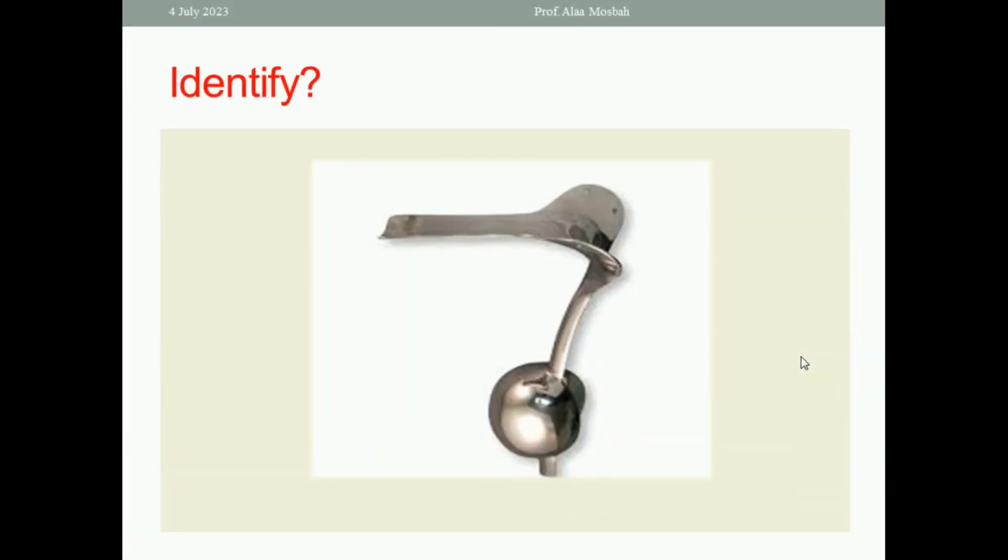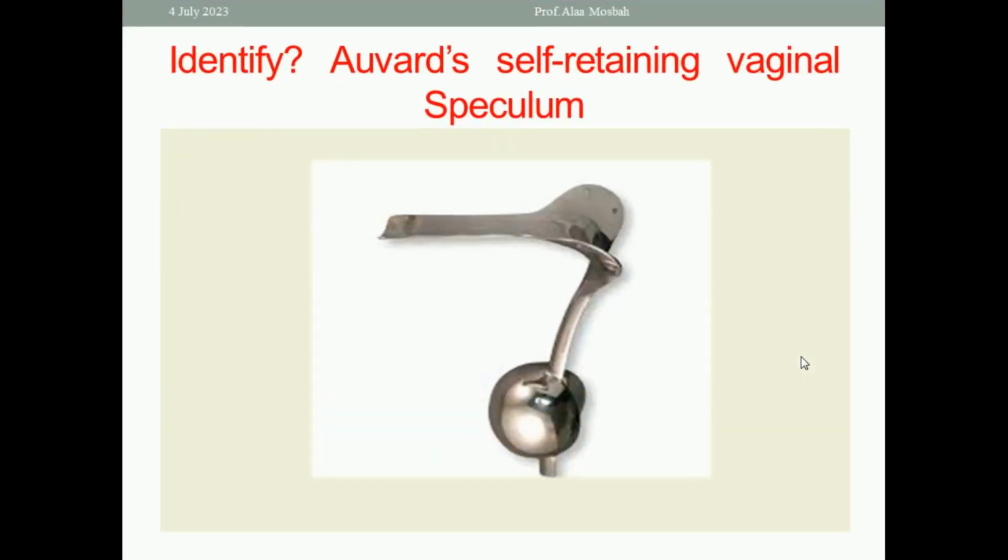Let us go to the next. Identify this instrument in the picture. What is this? This is the Auvard self-retaining vaginal speculum. Plate, handle, weight attached to keep it in place. This blade retracts the posterior vaginal wall, and this groove allows for passage of blood or discharge, or washing through it downward through this groove. Okay.